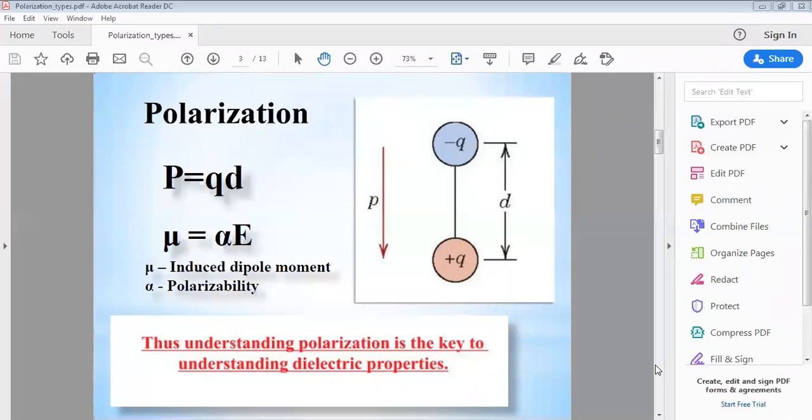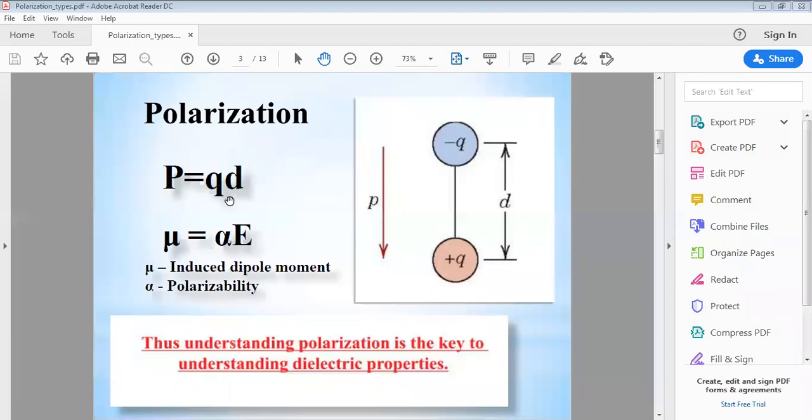Okay, so as I said, in ferroelectric materials, this polarization is very important. By definition, polarization is the charge into the distance. Two charges separated by a distance d. So the polarization is defined as charge times the distance. This is very important for the whole unit.